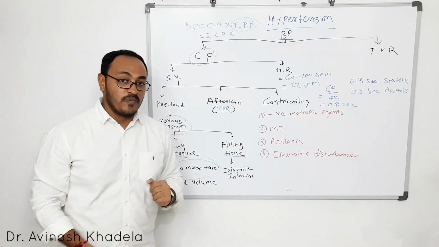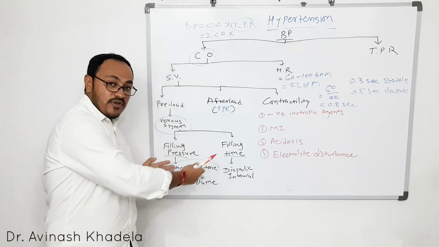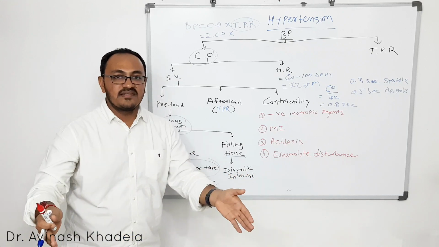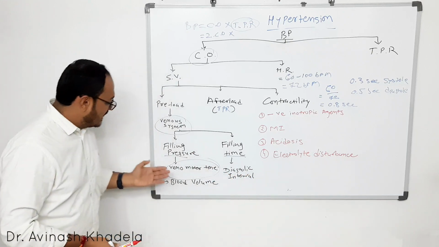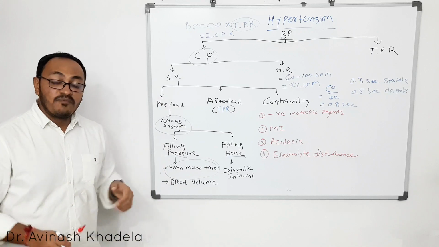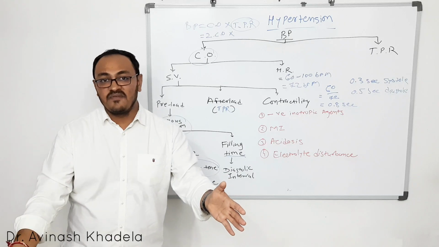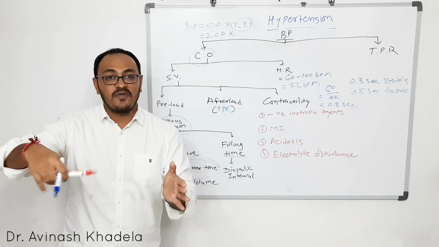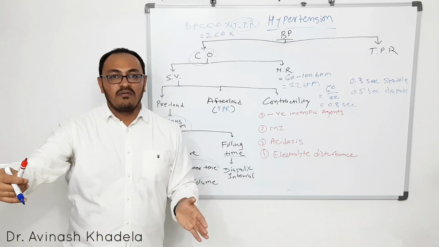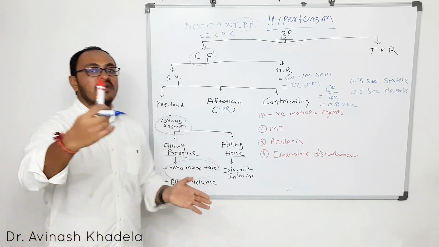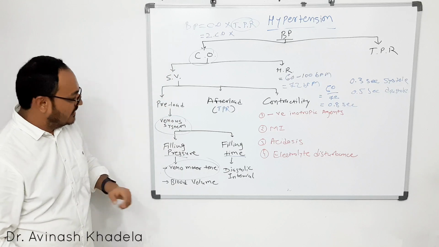In the same way, if venomotor tone decreases, it dilates the venous system, it decreases the preload, it decreases the blood pressure. Second is blood volume. If blood volume increases, whether there is contraction or dilation in the venous system, there will be more blood returning to the heart, and if more blood is returning to the heart, more blood will come out of the heart and it will increase the pressure.